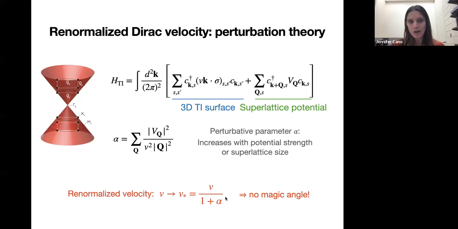In twisted bilayer graphene, you have two Dirac cones, and so they have a more complicated interference pattern. That means at some specific angle, the velocity can precisely vanish. What we realize here by applying a superlattice potential to the surface of a TI is that we can change the Dirac cone velocity, but it changes monotonically and it never reaches zero. So that's the big difference between this system and the system with two Dirac cones.